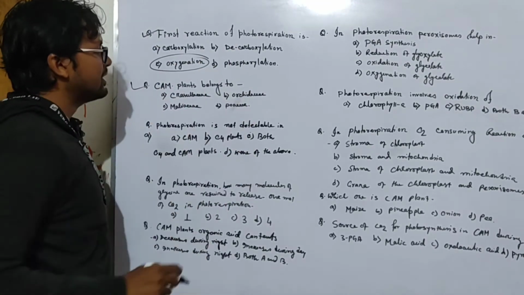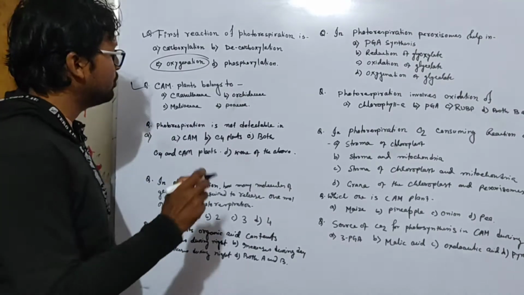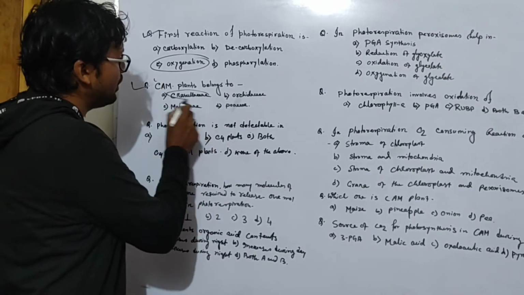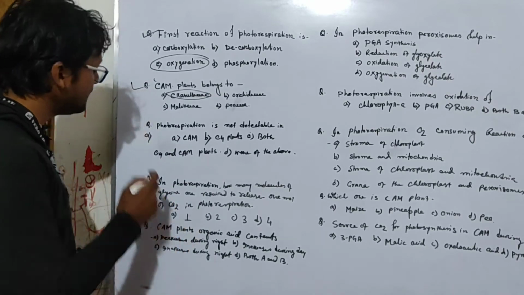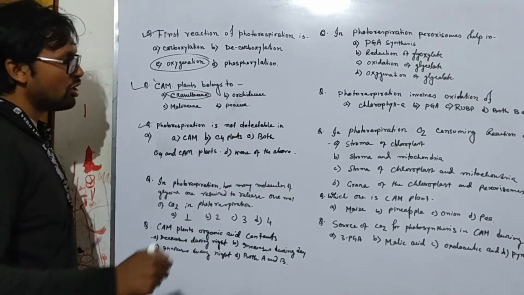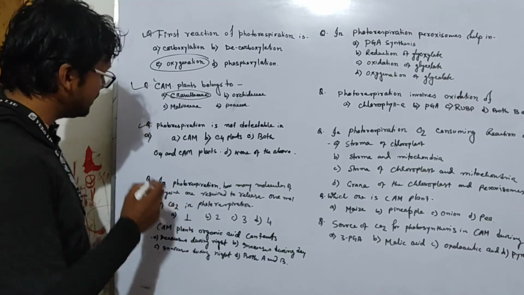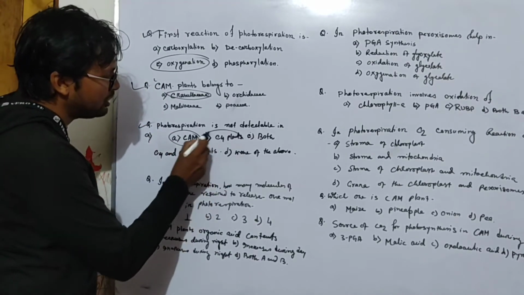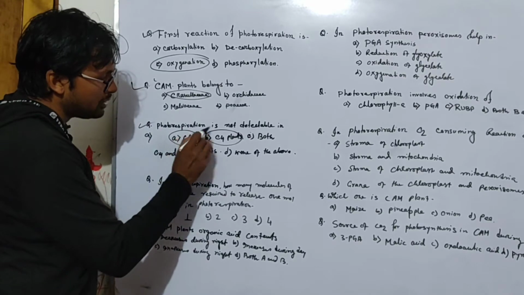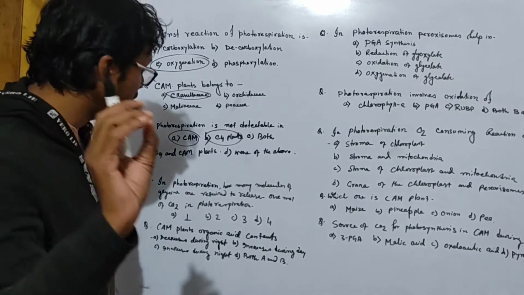Now the second question is, CAM plants belong to which family? We know the Crassulaceae family is the family of the CAM plants. Next question, photorespiration is not detectable in which? Where is photorespiration not detected? In C4 and CAM, both. In both cases the photorespiration is not detected.